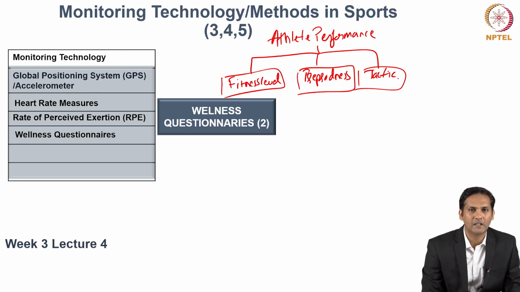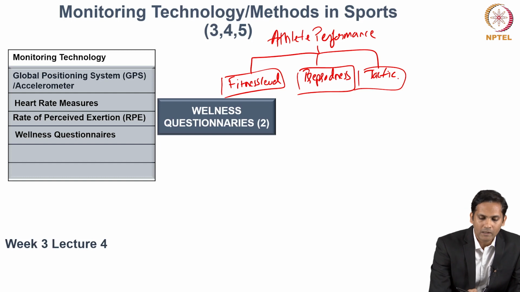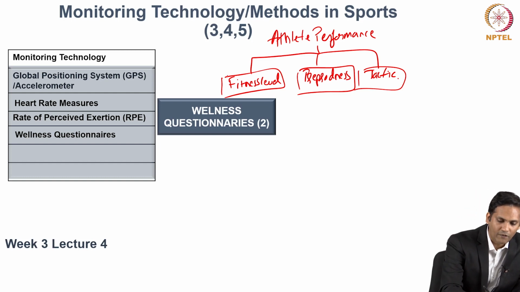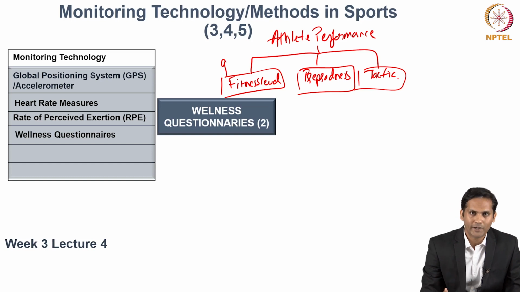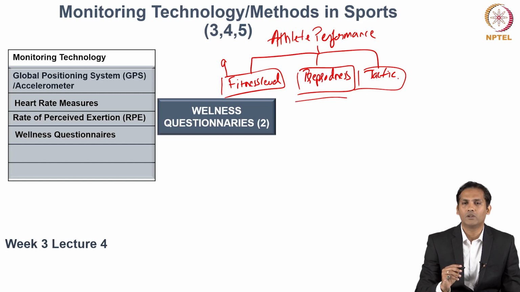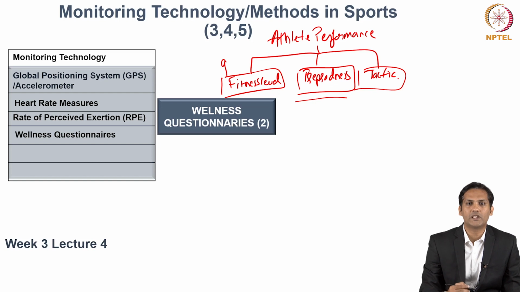The technology and the methods that we have covered up till now help to monitor with respect to the fitness level. They also help to monitor with respect to the training stressors or with respect to the recovery. If you want to monitor the preparedness, you have to use methods which are different from GPS, heart rate monitor, and rate of perceived exertion. To monitor preparedness, you have to use something called wellness questionnaires.